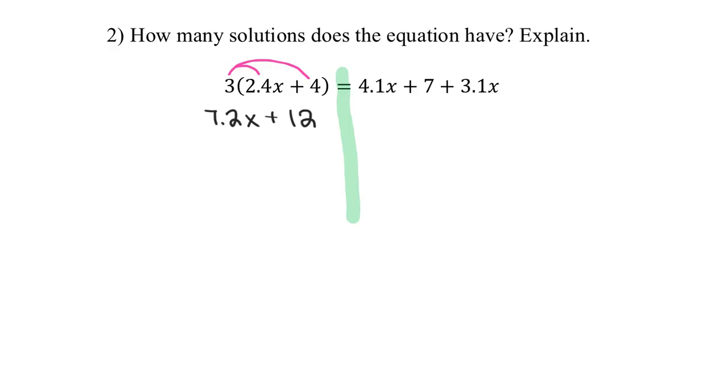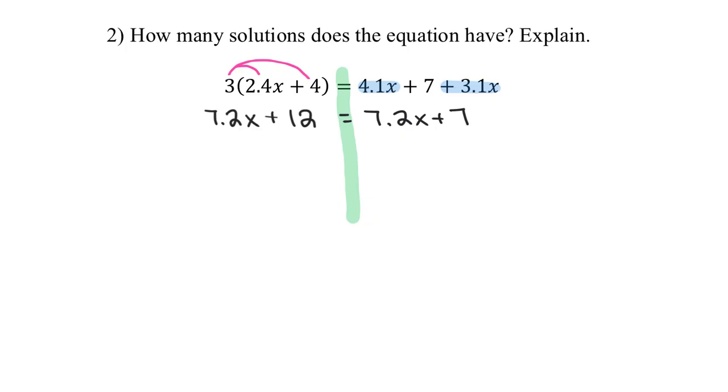Okay, anything else to do on the left? No, it's as simple as Jason likes to say, it's in its simplest form. The right side of the equation, any distributing or combining? All right, what terms do we need to combine? Okay, so we're going to combine those like terms, Ben. 7.2x. And then we have a plus 7. Okay, what do we notice?